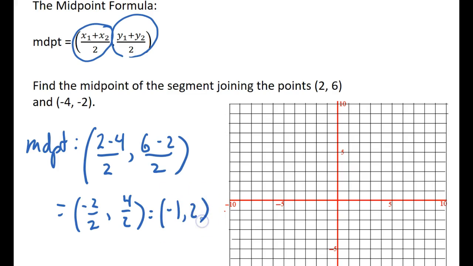Let's graph them real quick and see if that makes sense. So here's -4, -2, and 2, 6. There's a segment between them, and we calculated that the midpoint would be -1, 2, and yeah, that does look like it's halfway up that segment, so it works.